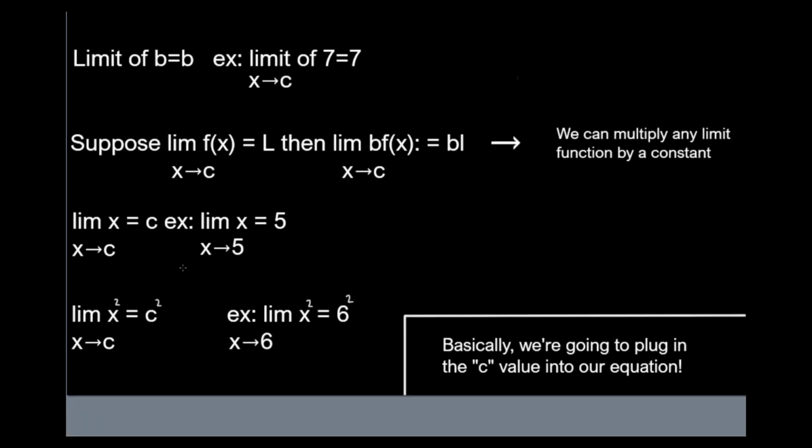Okay, the next one is the limit of x as x approaches c is equal to c. Example, the limit of x as x approaches 5 is equal to 5. And the same principle applies down here too. So the limit of x squared as x approaches c is equal to c squared. So example, the limit of x squared as x approaches 6 is equal to 6 squared. Basically, we're just going to plug in the value c into our equation.